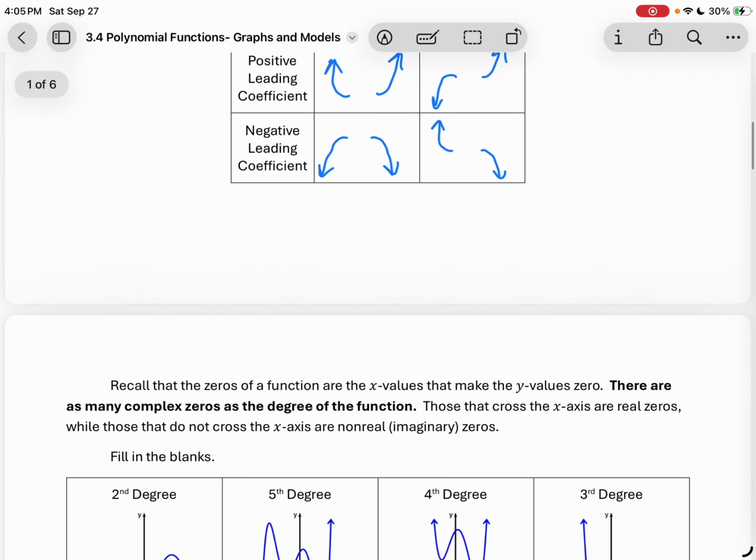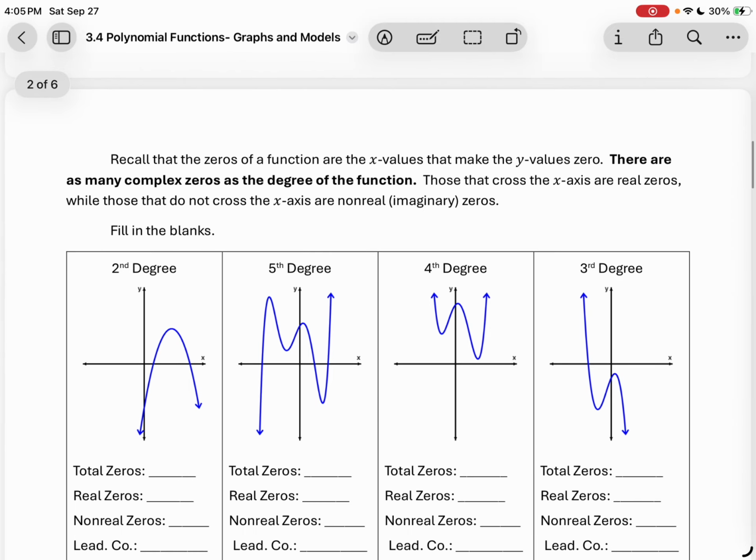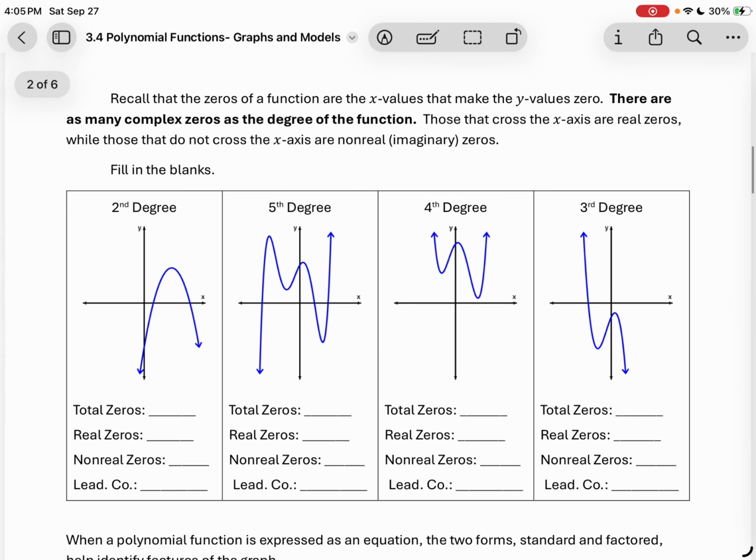Now recall that we've been finding zeros as well. Zeros are the x-intercepts of the graph of a polynomial function, because if the y value is 0, then whatever x value makes that y value 0, that's where you would cross the x-axis here.